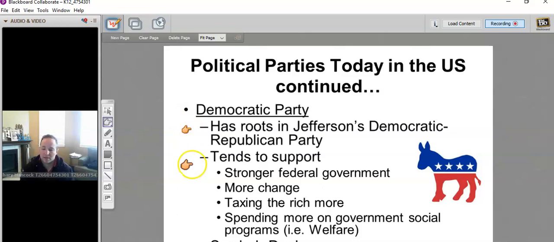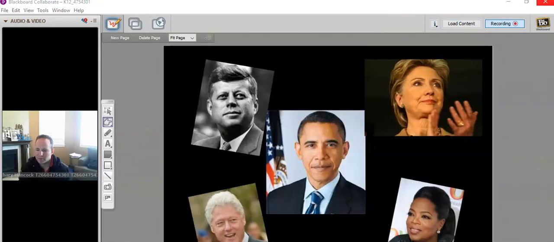So, and it also tends to support a stronger federal government, so more control at the federal level, more adaptable to change, more about taxing the rich, more about spending more on government programs like welfare, that kind of stuff. And their symbol is the donkey. Which I think they should change, because a lot of people make fun of that.